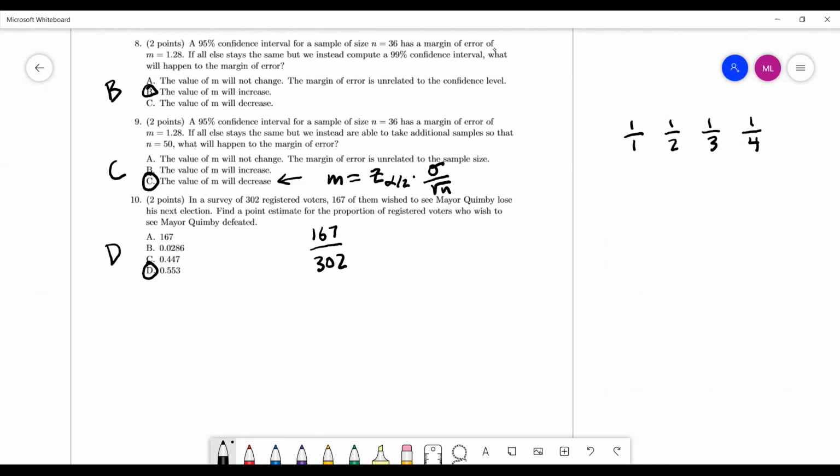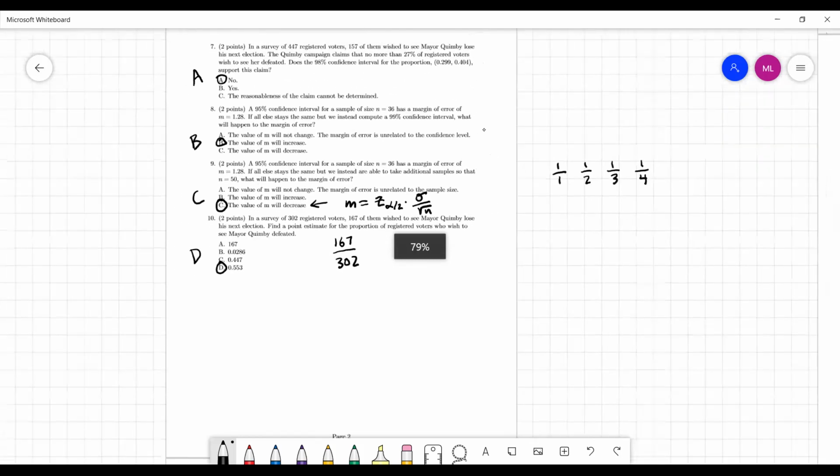If I had to guess one number based on this information, it's that about 55.3% of voters wish to see this guy lose his next election. So that's the idea. Any questions on any of these multiple choice problems?